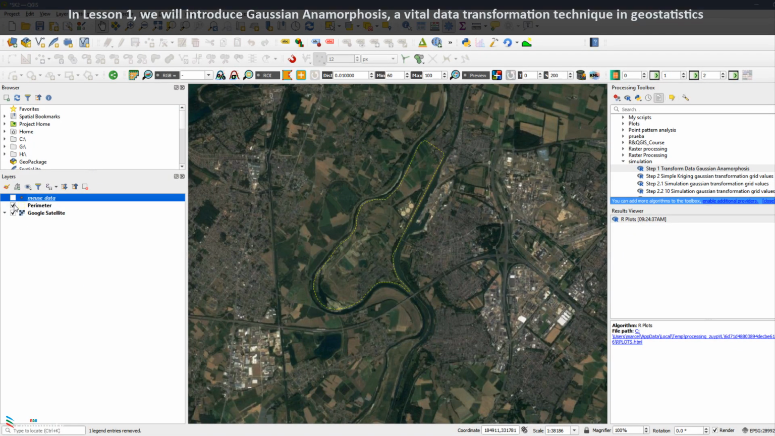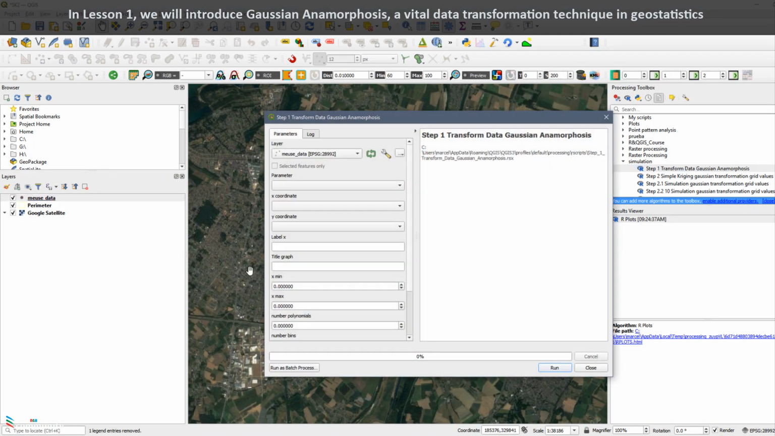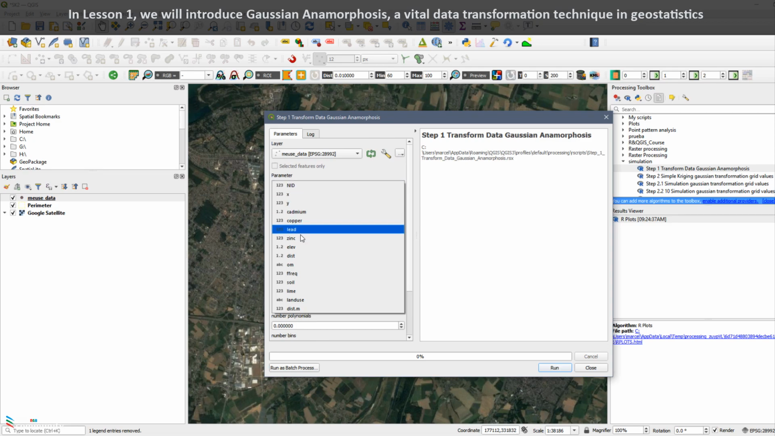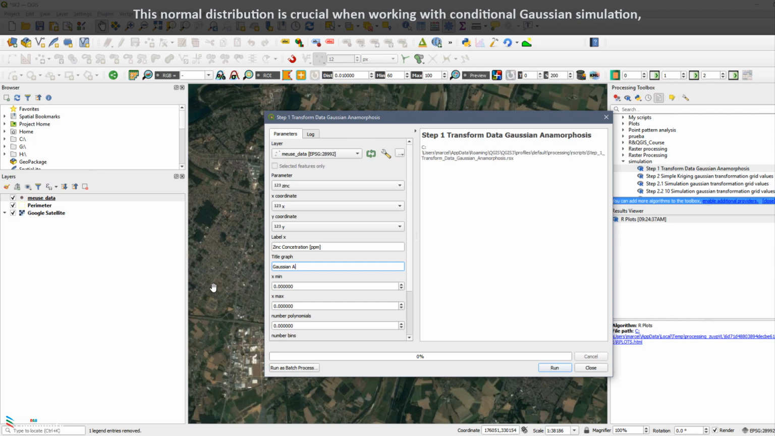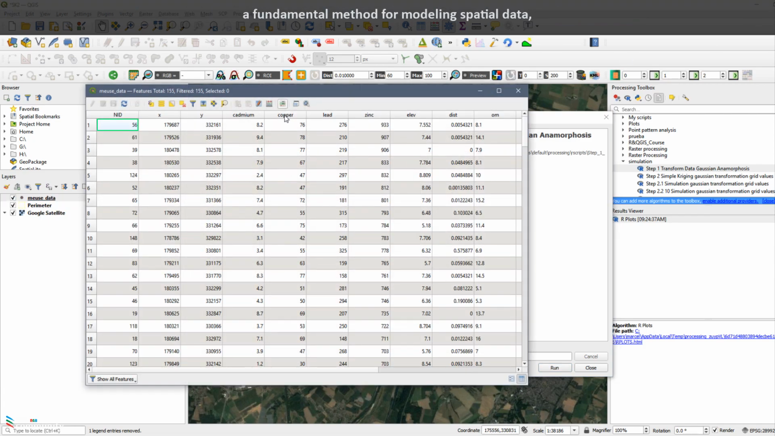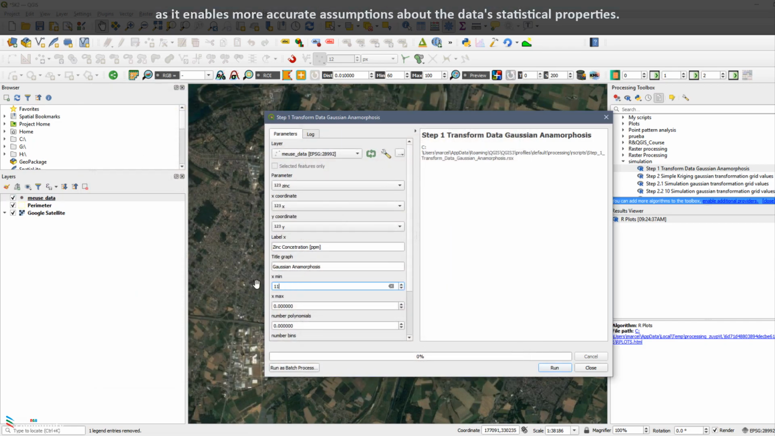In Lesson 1, we will introduce Gaussian Anamorphosis, a vital data transformation technique in geostatistics that standardizes datasets by converting them into a Gaussian distribution with a mean of 0 and a standard deviation of 1. This normal distribution is crucial when working with conditional Gaussian simulation, a fundamental method for modeling spatial data, as it enables more accurate assumptions about the data's statistical properties.